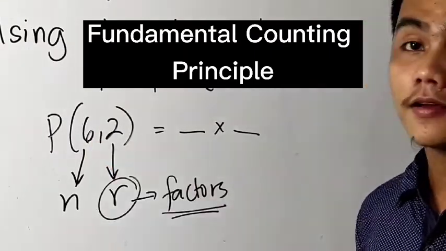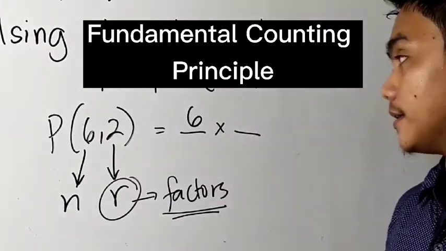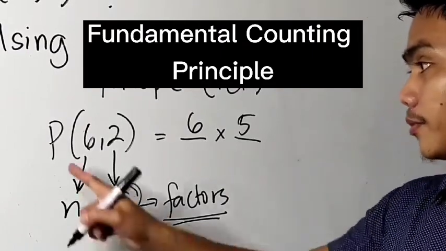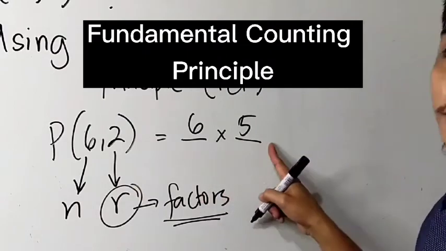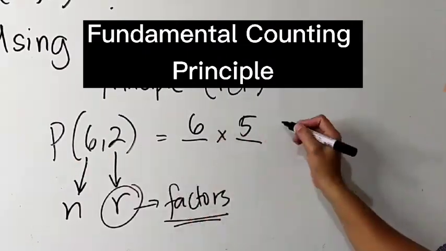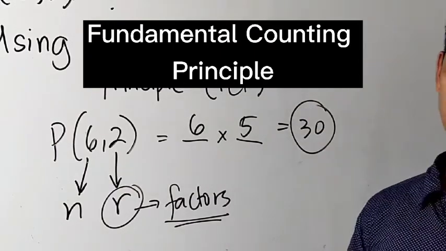And what is our n? 6. So that's the beginning number, 6. And 6 minus 1, 5. Yes, as simple as that. Permutation of 6 taken 2 is simply equal to 6 times 5, because you're going to take 2 out of 6. 6 times 5 is equal to 30. This is the simplest solution in solving permutations.